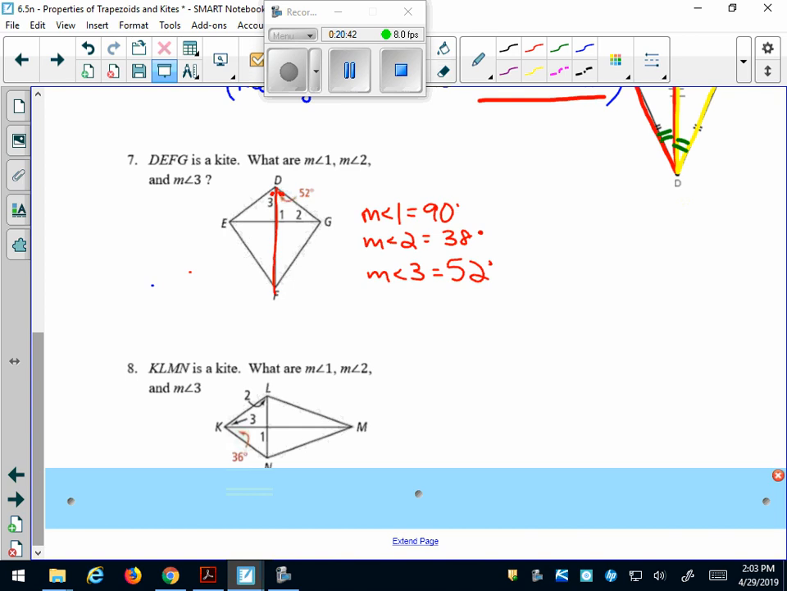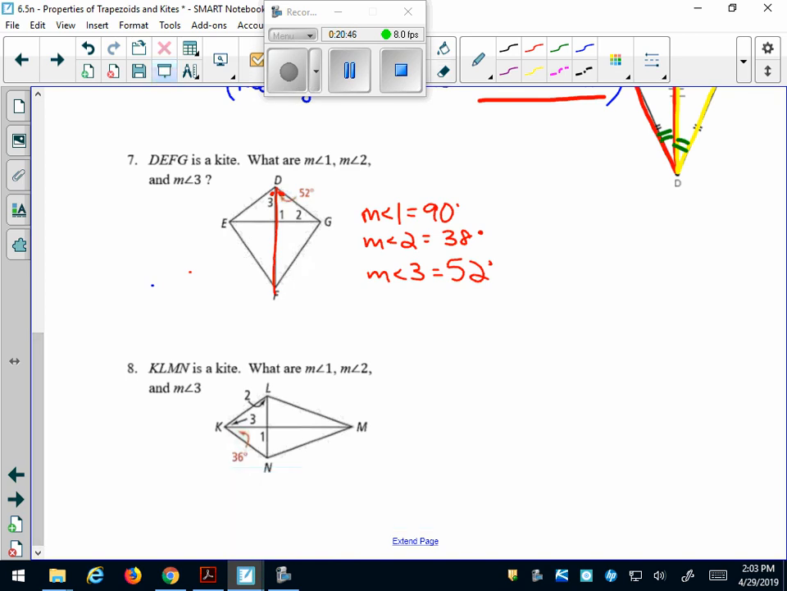Okay, you guys try number 8. Same idea. Angle 1 is 36 degrees. And angle 2, 54 degrees.